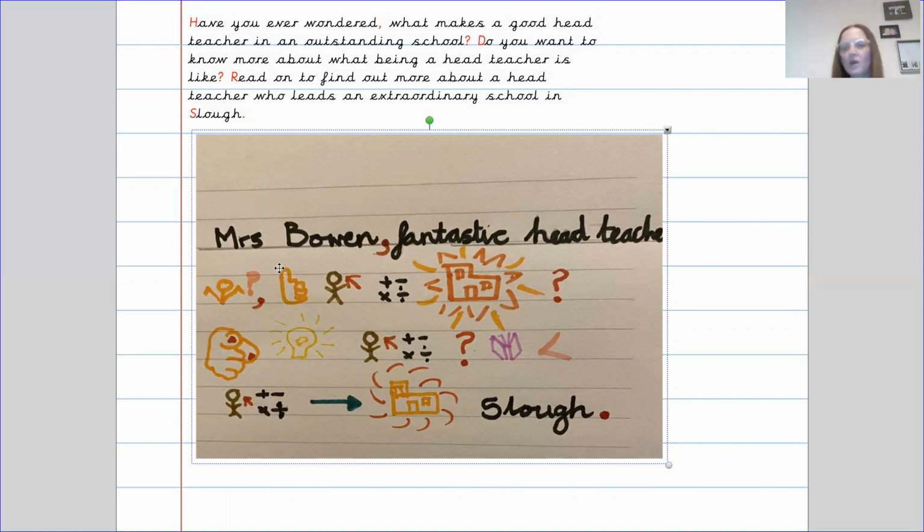Okay. What I could have done differently is actually included the word extraordinary, just so I could remember the spelling of it. But you can see that I haven't written down symbols for every word. I've written down the important ones that help me to remember that sentence. So for have you ever wondered, I've just got one drawing. I've got that and a question mark. So have you ever wondered? And then I've got my comma. What makes a good head teacher in an outstanding school?